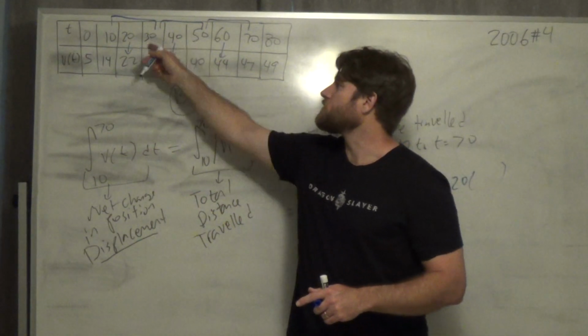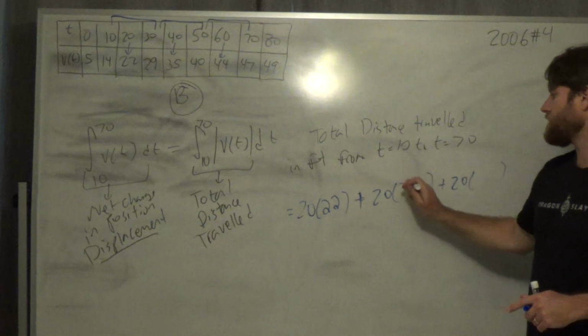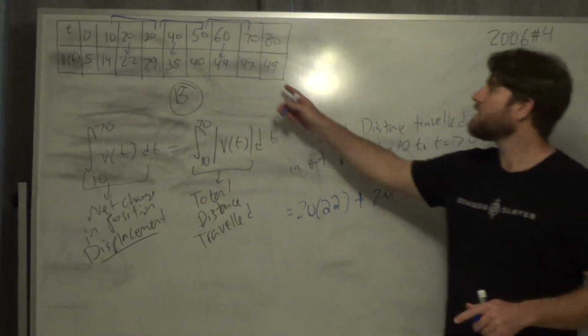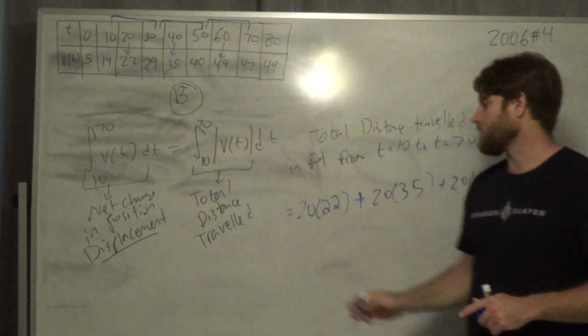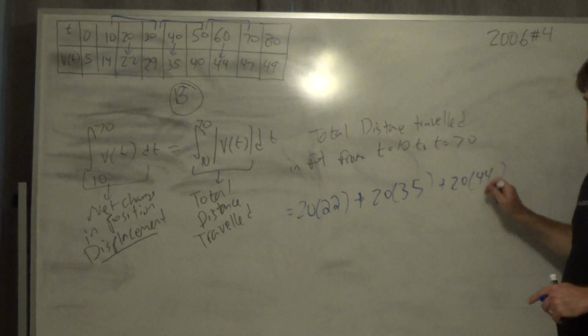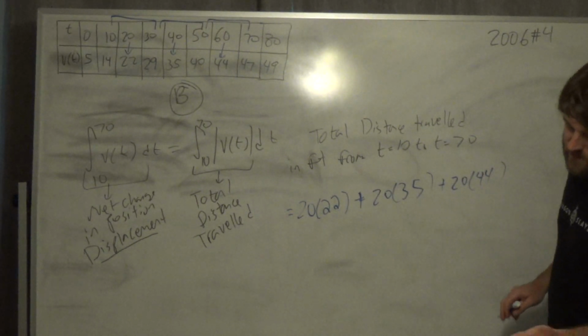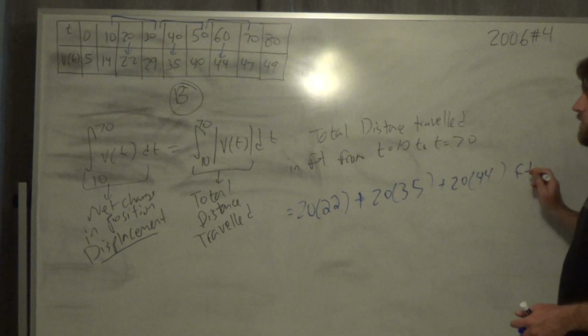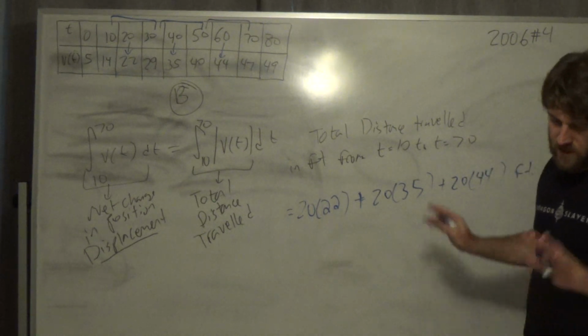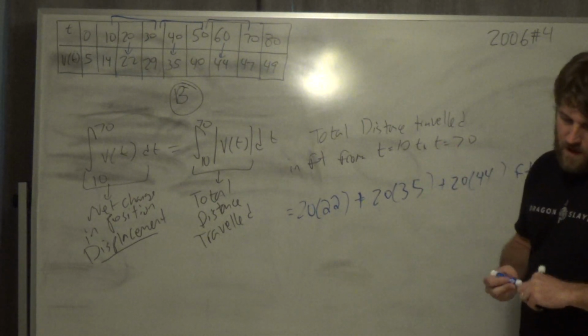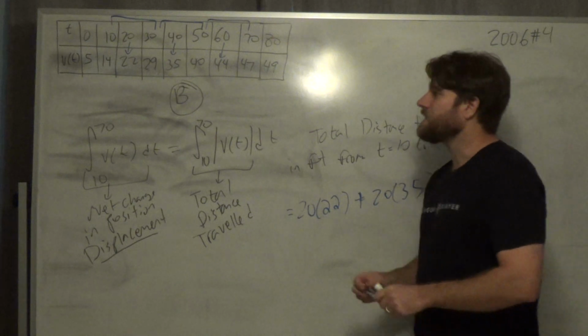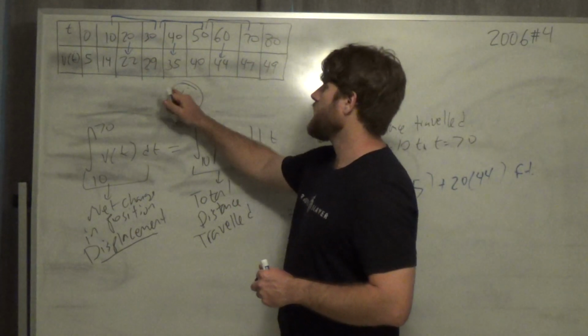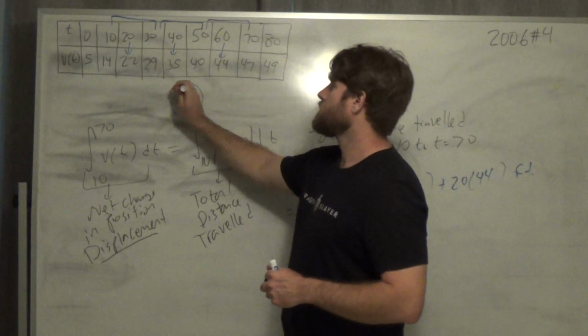Here, the middle of these two is 40, its height is 35, the height of the rectangle. And here the height is 44. We're using the middle one for the height. And our units, this is simply feet. We don't have a calculator, we don't want to type this in, everybody's good. Alright, so that's part B, that's done, and now we're going to go ahead and try part C.